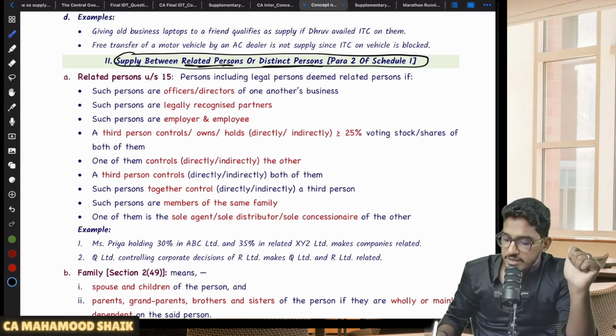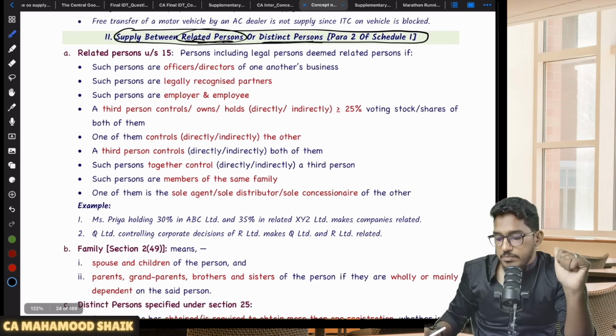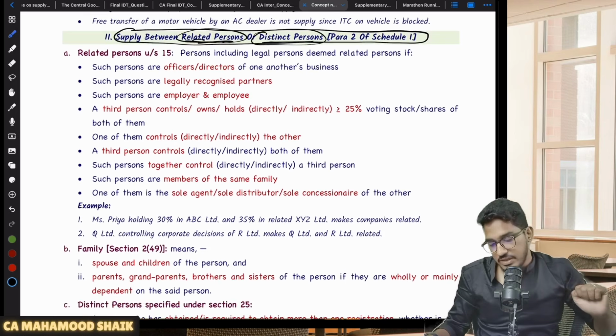But before that, first we need to understand, what do you mean by related person? Sir, who will be treated as a related person? What do you mean by distinct persons here? Those terms we have to understand.